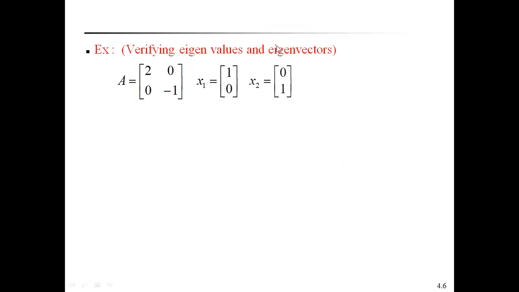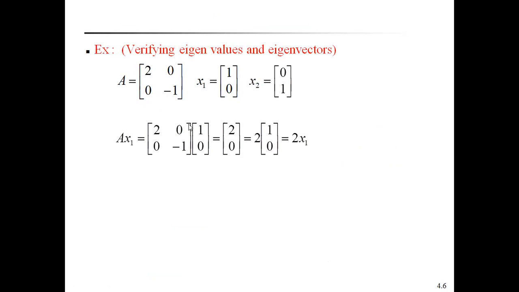Verifying the eigenvalues and eigenvectors. How to verify that x1, x2 are the eigenvectors of this matrix? A is taken as 2, 0, 0, -1, x1 is equal to 1, 0, and x2 is equal to 0, 1. To verify these eigenvalues and eigenvectors, what is the equation? Ax is equal to lambda x. Lambda is a scalar, that is called an eigenvalue. First, we verify whether x1, x2 are eigenvectors or not.